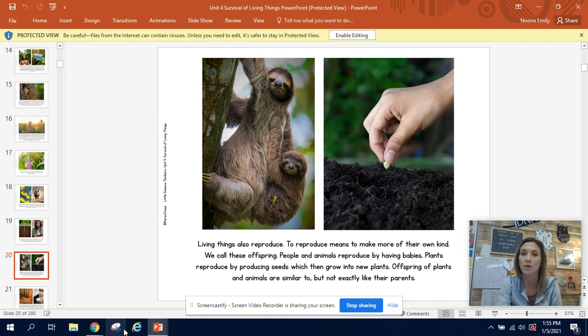Living things also reproduce. Reproducing means to make more of your own kind. We call these offspring. People and animals reproduce by having babies. Plants reproduce by producing seeds which grow into new plants. Offspring of plants and animals are similar to, but not exactly like their parents. So when you have a baby, it can look similar to its mom or dad, but it always has some differences. Same thing with animals. When a dog has a puppy, it could look kind of the same as its mom or dad, but it's usually a little bit different.